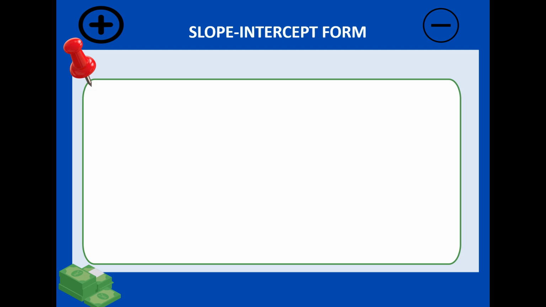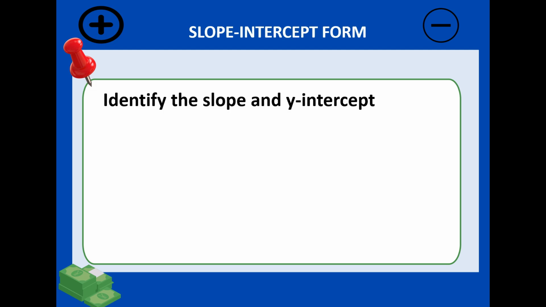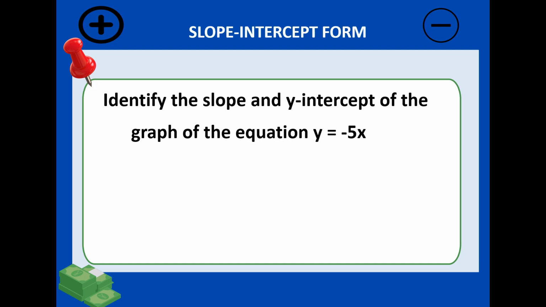To understand further about the slope and y-intercept, let's study the following examples. Identify the slope and y-intercept of the graph of the equation y = -5x + 4. So in this example, we're going to find the slope of the equation. What is the slope? The slope is negative 5. And what is our y-intercept? The y-intercept is positive 4, or just simply 4.